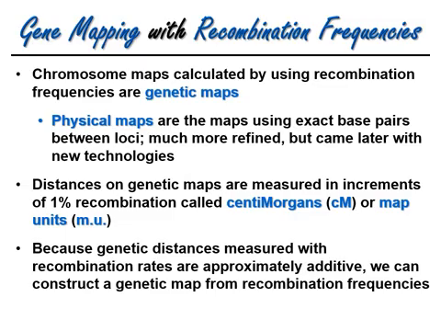It's really easy. Because genetic distances measured with recombination rates are approximately additive, something to keep in mind, remember we are doing this with experimental data, they are approximately additive. So what that means is that we can construct a genetic map from recombination frequencies. When we do construct our genetic map, don't expect everything to add up perfectly. The larger the distance between genes, meaning the greater the recombination frequency, the less accurate it is. And if you're wondering why that is, I'll keep it really simple for you.